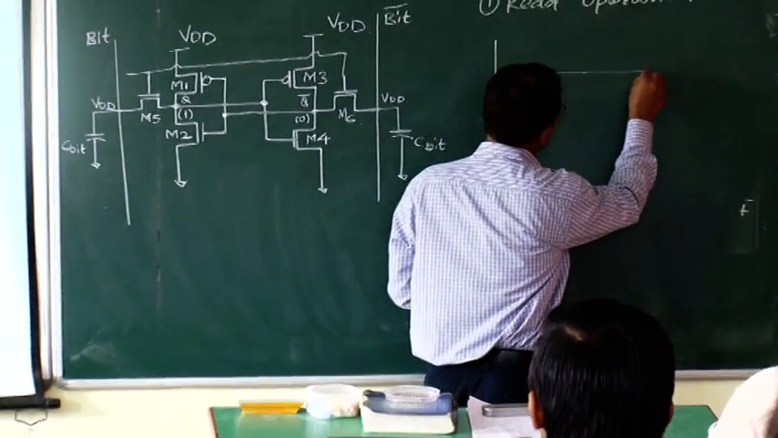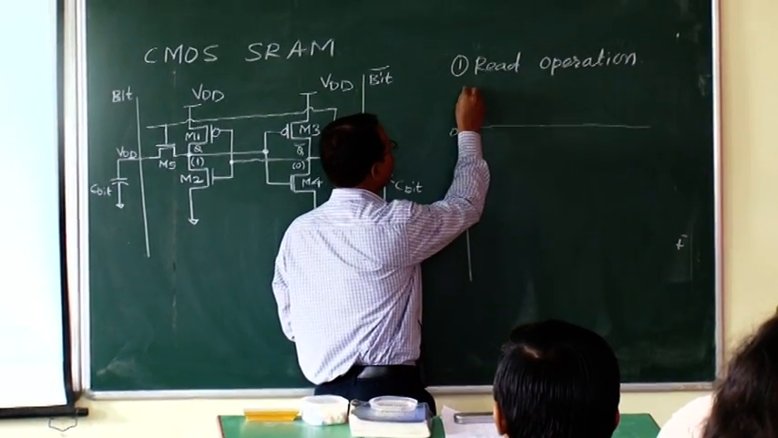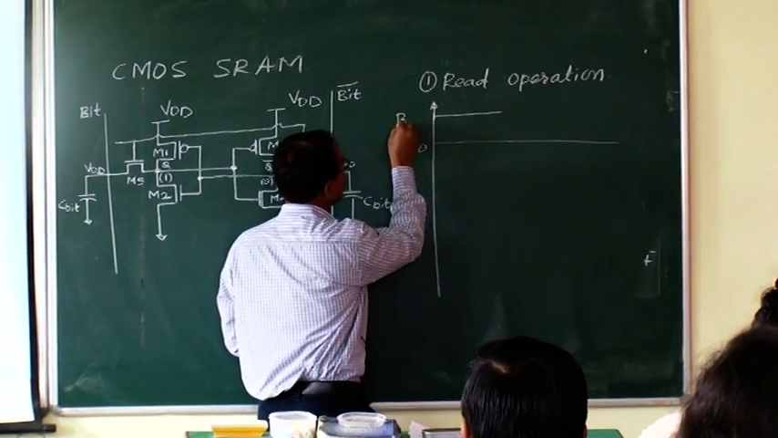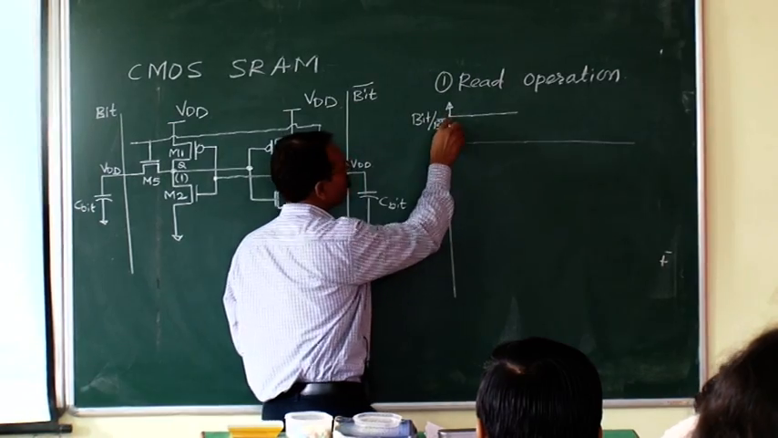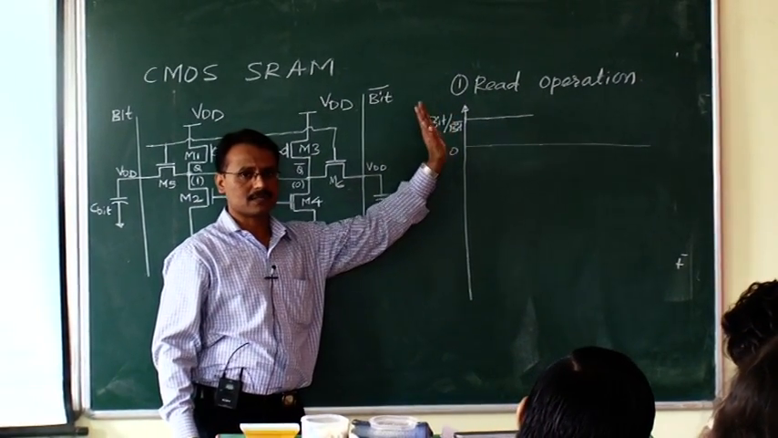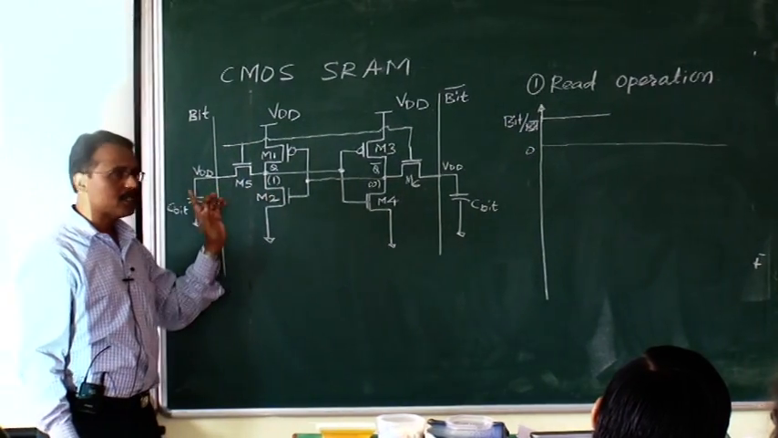Suppose bit and bit bar are pre-charged. So this is bit as well as bit bar, both are charged to logic 1, okay, during pre-charge. Now next thing is that what you want to know, whether logic 1 is stored or not.